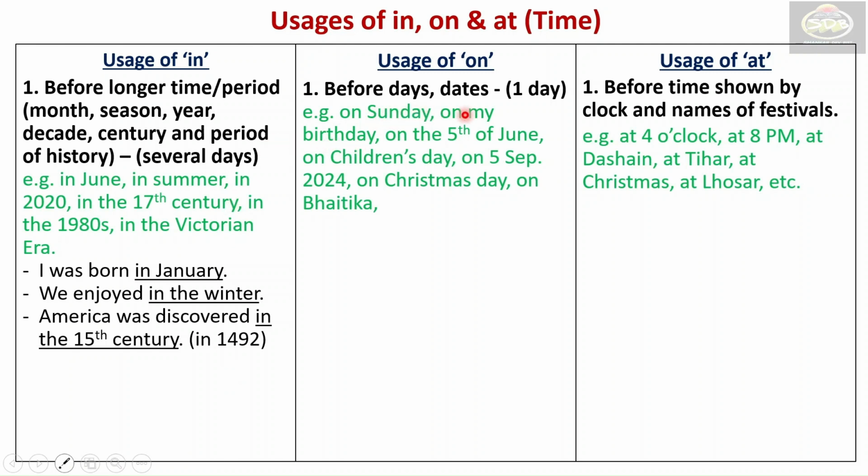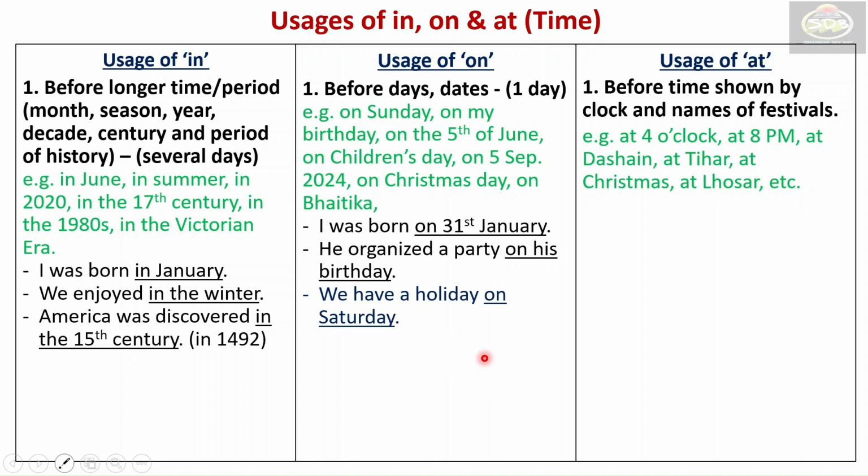Another one is use of on. Before days or dates, that indicates a single day. All the nouns, all the words that indicate a single day or one day, with them we have to use on. Examples: on Sunday, on my birthday, on the 5th of June, on Children's Day, on 5 September 2024, on Christmas Day, on Bhaitika, and so on.